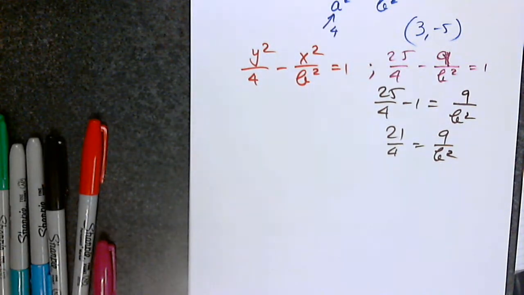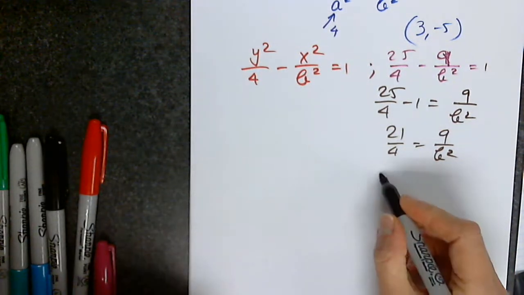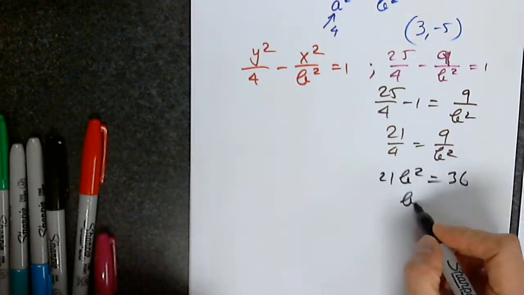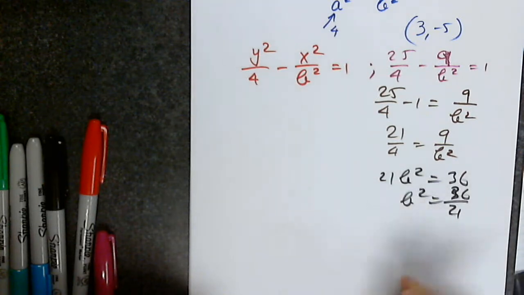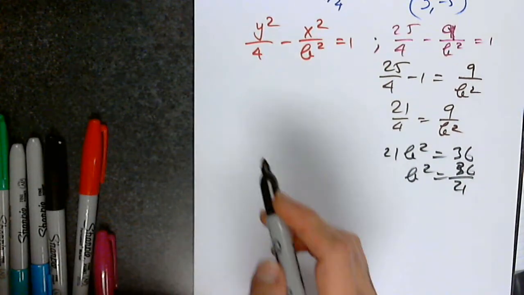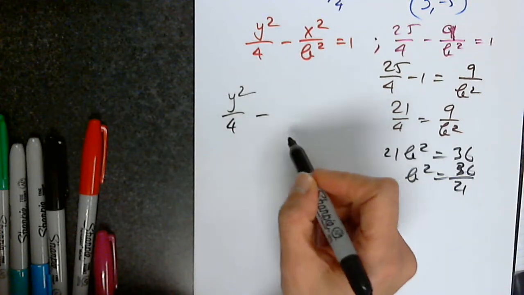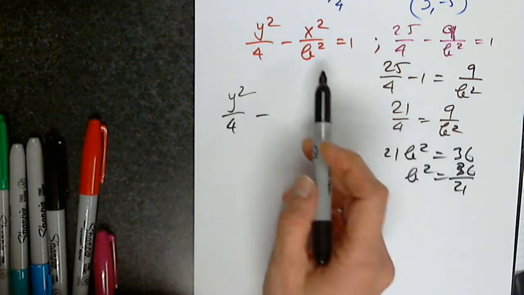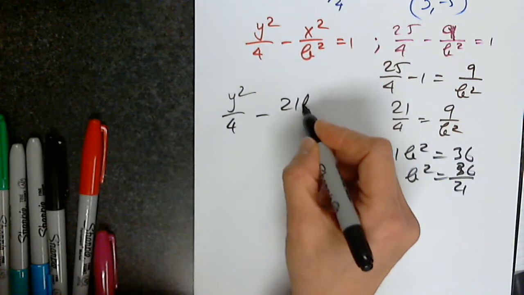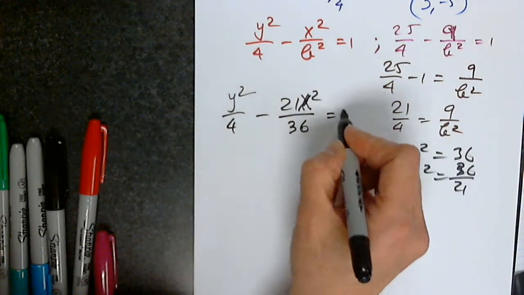I know it's not a trivial equation, but we discussed this 100 years ago in August. We isolate the variable, we take that fraction to the other side, and we cross multiply. So 21 b squared equals 36, so b squared equals 36 over 21. And I just put it in here, and done. So y squared over 4 minus 21, because it's in the denominator, so I flip it, 21x squared over 36 equals 1.